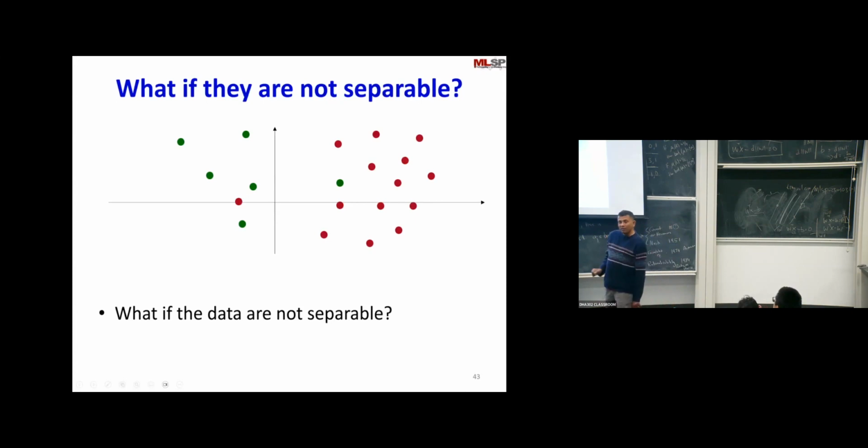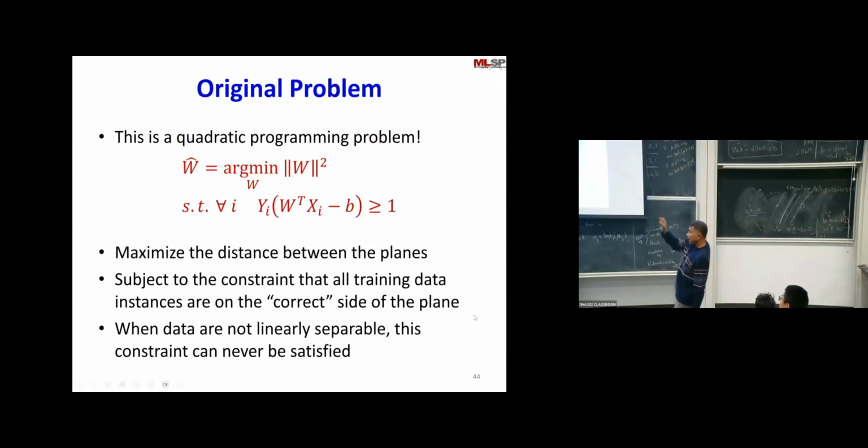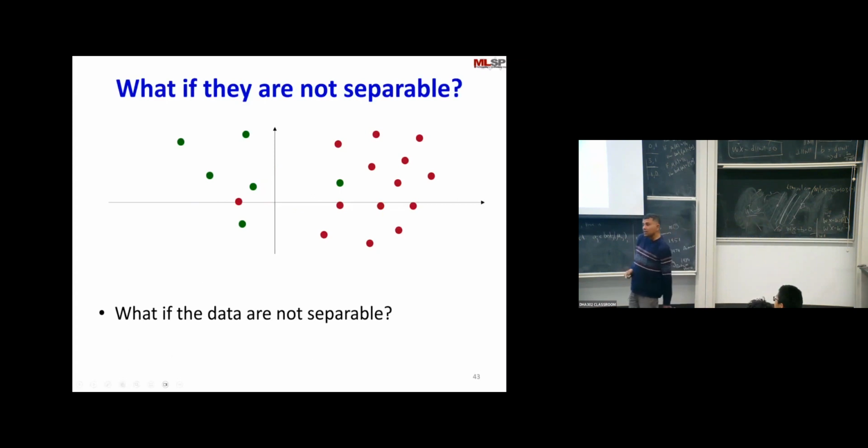What if they are not separable? I've got red dots plonk in the middle of my green space and green dots plonk in the middle of my red space. Here was the original problem. This original problem said that you have to minimize the square norm of W such that those conditions are satisfied. All the positive data points are to the right of the positive boundary plane. All the negative data points are on the negative side of the negative boundary plane. So long as you ensured this condition was met and optimized W, you got the correct solution. In this case, that condition is never going to be met.